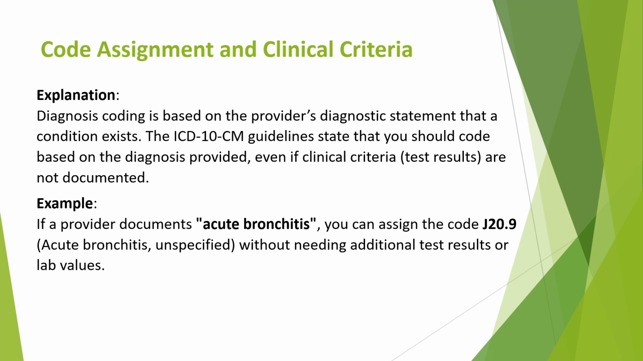Suppose the provider has diagnosed COVID positive and has performed the lab but has not given the result. At that time we can query that the results are not yet documented. One more example is acute bronchitis. You can assign the code J20.9, acute bronchitis, unspecified, without needing any additional test result or lab values. So it purely depends on the provider's diagnostic statement that a condition exists.